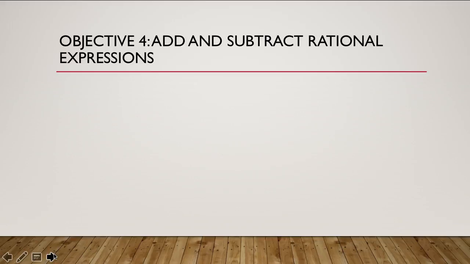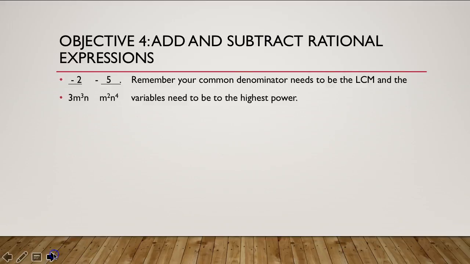Objective 4, add and subtract rational expressions. You have negative 2 over 3m to the third n minus 5 over m squared n to the fourth. Remember, your common denominator needs to be the least common multiple, and the variables need to be to the highest power. So the common denominator is 3m to the third n to the fourth. Then you get negative 2n to the third minus 15m over 3m to the third n to the fourth.